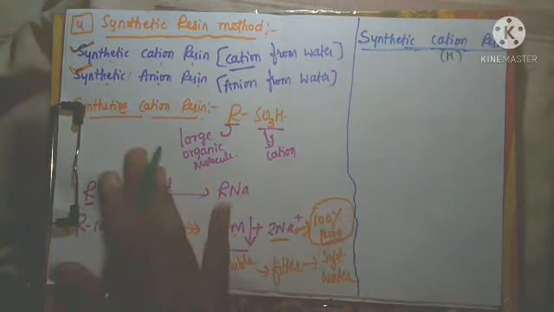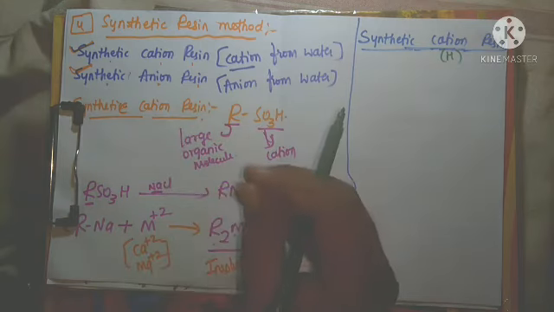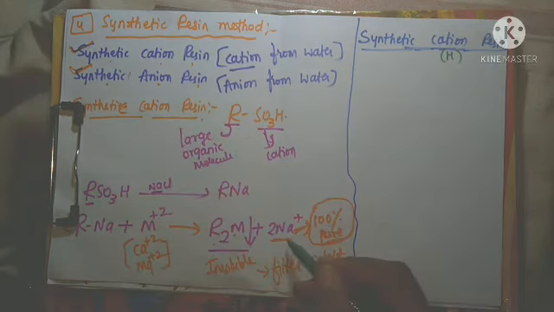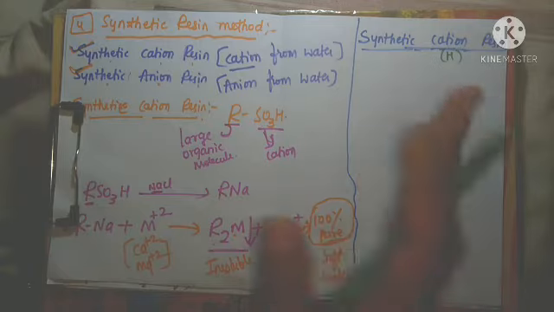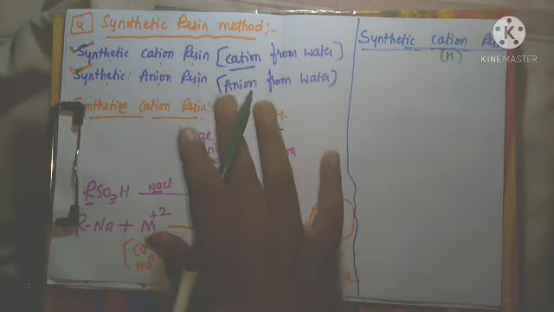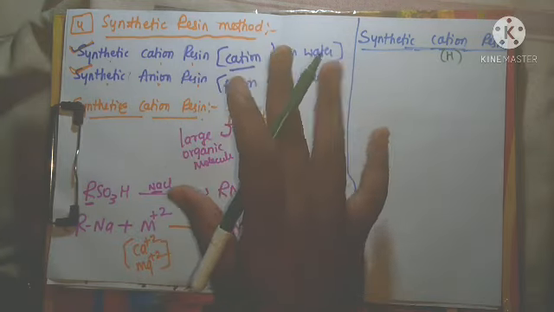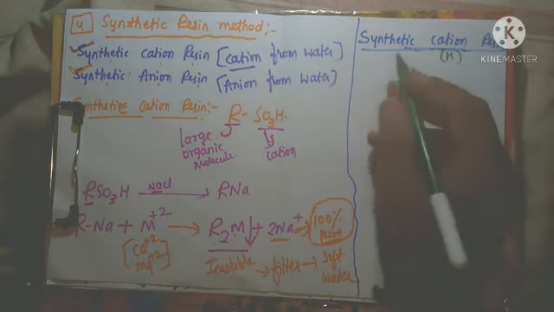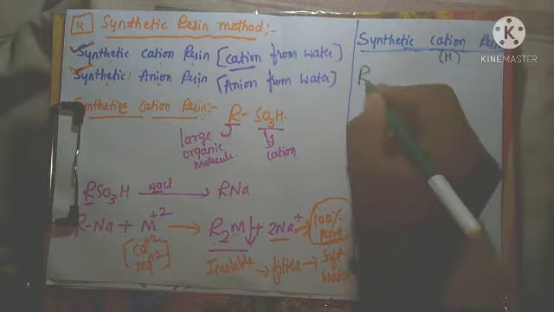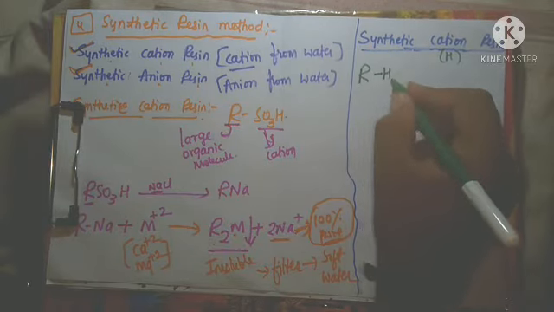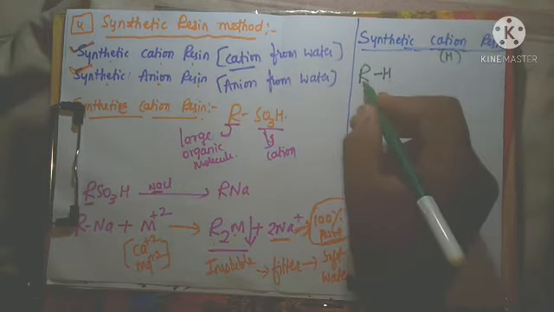In all the four methods before, what happens? Some other elements like Na+, Cl-, SO4 are again in the water only. Therefore, it is not highly pure. If you want highly pure water, there should not be any other elements or atoms. Therefore, I am using hydrogen here. Now, just check RH. R is a large organic molecule, H is hydrogen cation attached to the large organic molecule. Therefore, it is a synthetic cation.